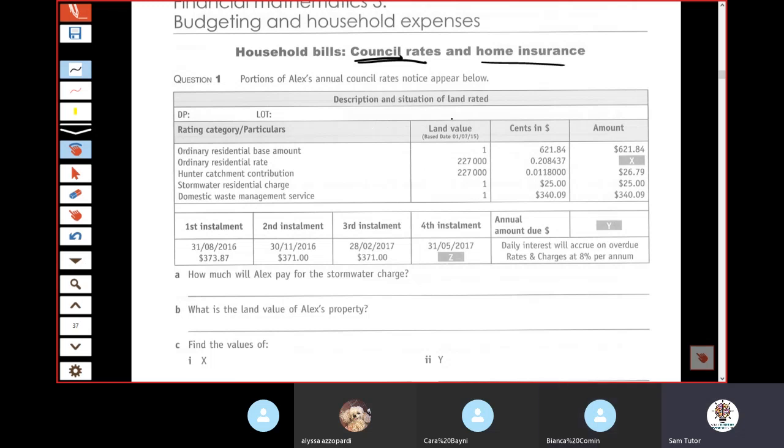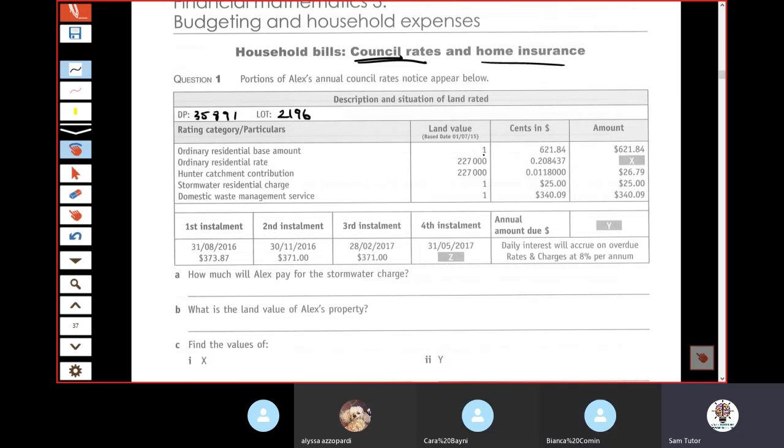But anyways, let's look at it. So the description and situation of land rated, DP and lot number. Usually there are numbers there that say what district you're in and what lot number your particular property is on. These can just be numbers, but they don't really mean much to you right now. Lot 2196 just means your house address. Before it wasn't an actual address, it was just called lot number 2196. Rating, this is the way they categorize and you get charged.